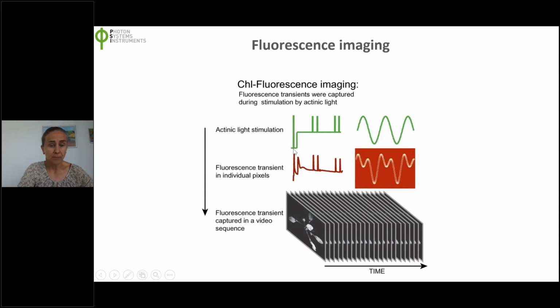And in parallel, at the same moment, fully synchronized, we acquire the fluorescent transient signal for individual pixels that are being imaged. As a result, what we get is a fluorescent transient video sequence, or fluorescent transient states that are captured in the video sequence. So we have the time, and then we have the individual transient images being acquired in this video sequence.